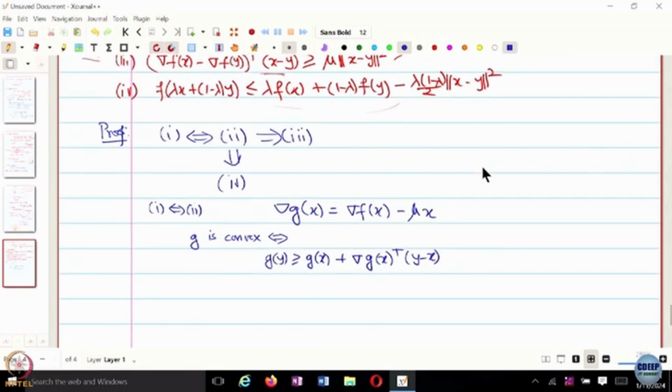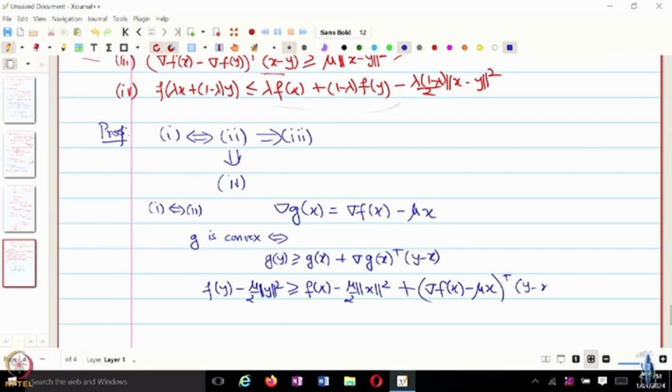So g of y, by definition, is f of y minus mu over 2 norm y squared. G of x is f of x minus mu over 2 norm x squared, and the gradient is... Okay, so we are almost there. What we have now is minus mu over 2 norm x squared plus mu over 2 norm y squared.